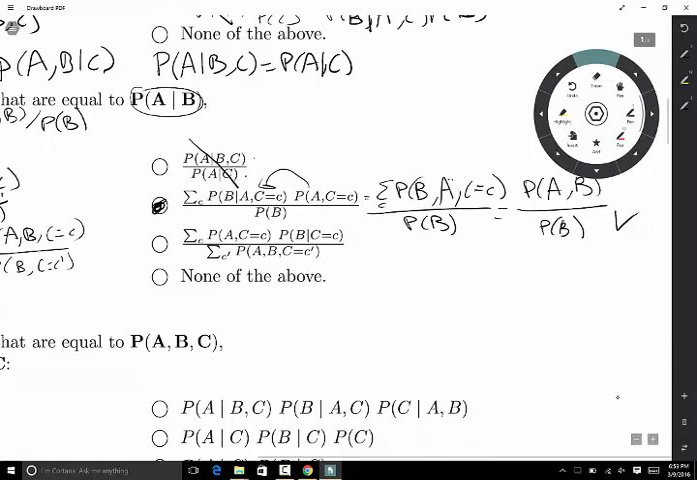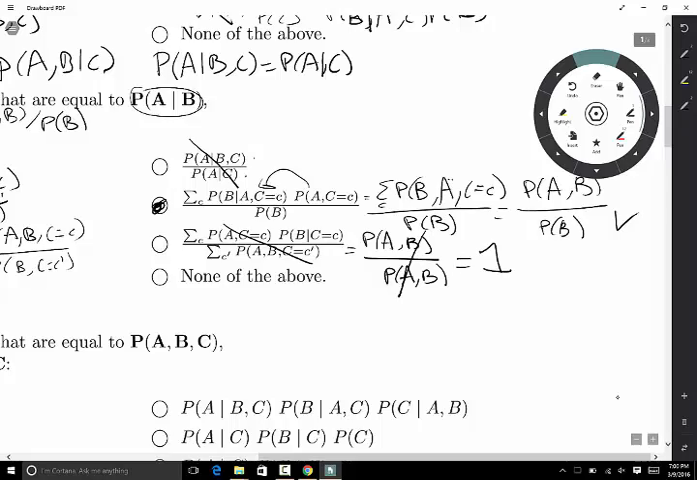And for the last option, we have probability of A and B on the top, but probability of A and B on the bottom. So this is equal to 1, which is not correct.